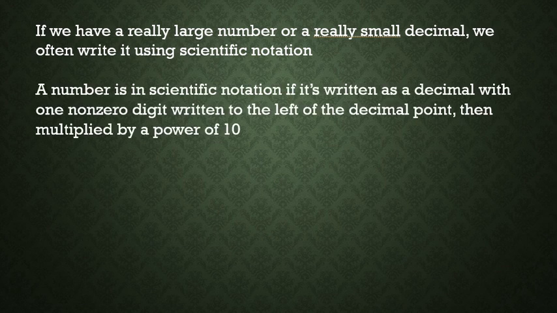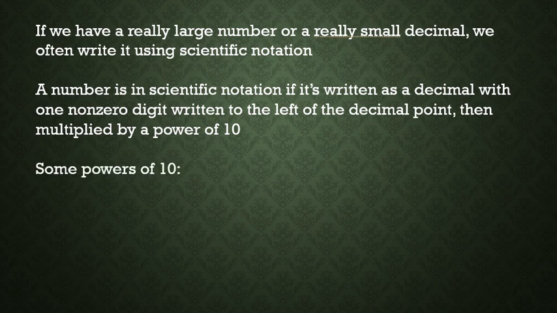How do you know when a number is in scientific notation? A number is in scientific notation if it's written as a decimal with one non-zero digit written to the left of the decimal point, and then it's multiplied by some power of 10.